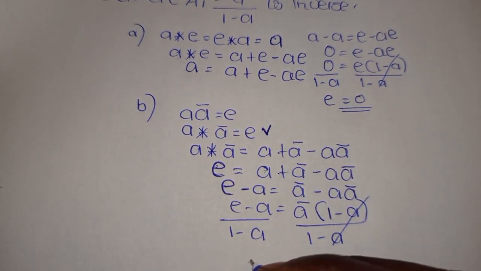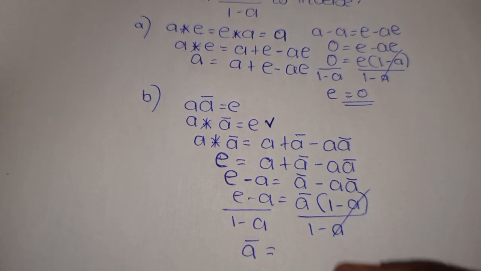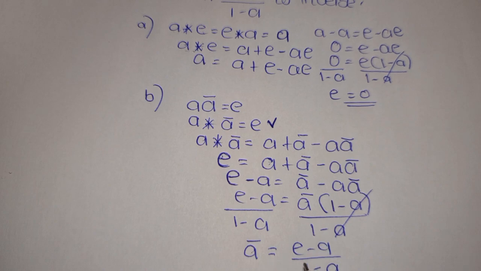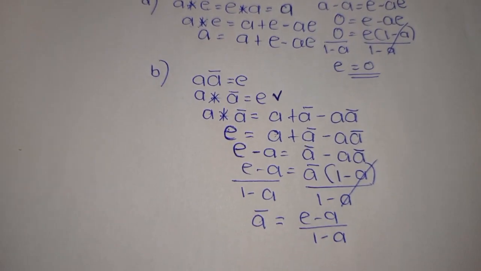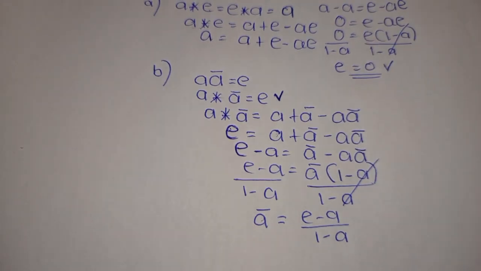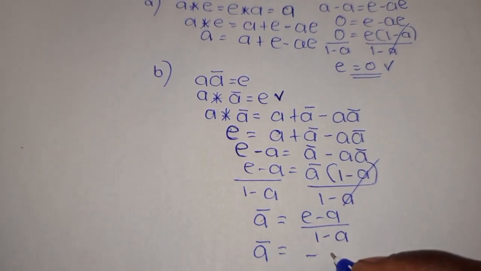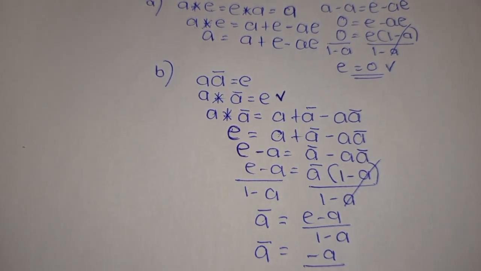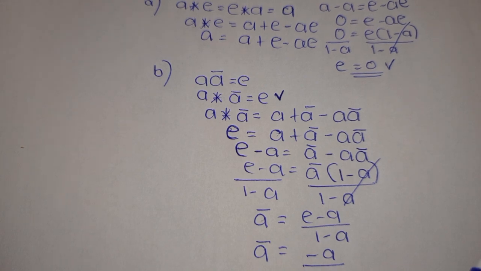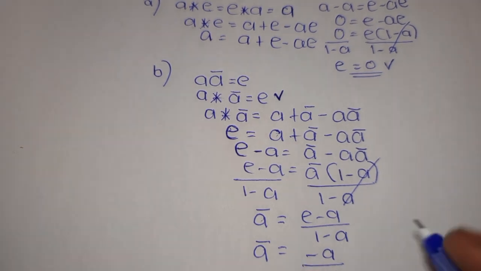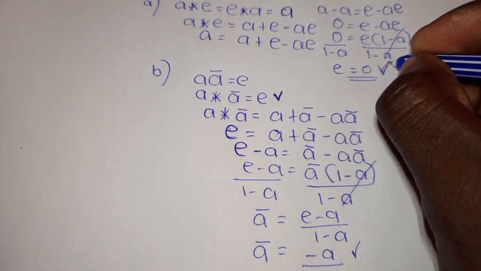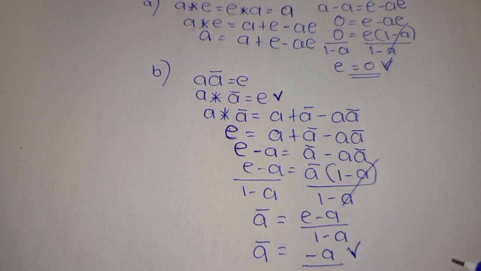So you have A bar being equal to E minus A over 1 minus A, where remember E is the identity element, and the identity element we got from solving, the value of it is basically 0. So A inverse is given by negative A over 1 minus A. So we have shown that the value of A being a member of A under the inverse has obeyed what we were given. So this is how basically you prove the identity element and solve for the inverse of a binary operation.